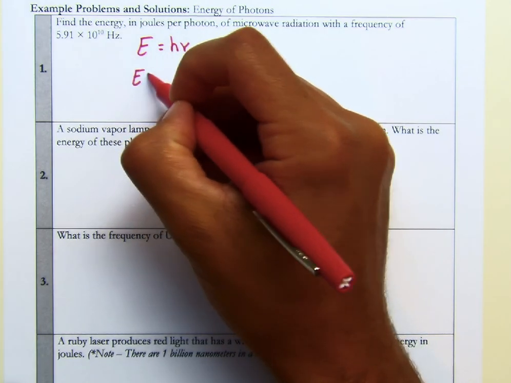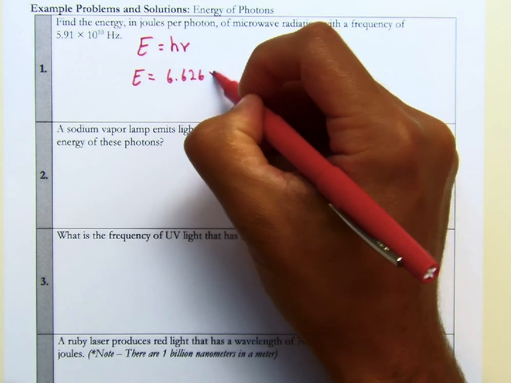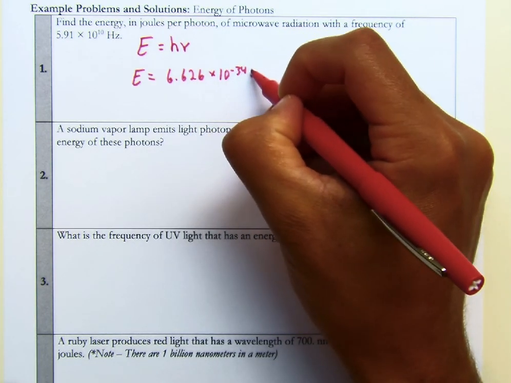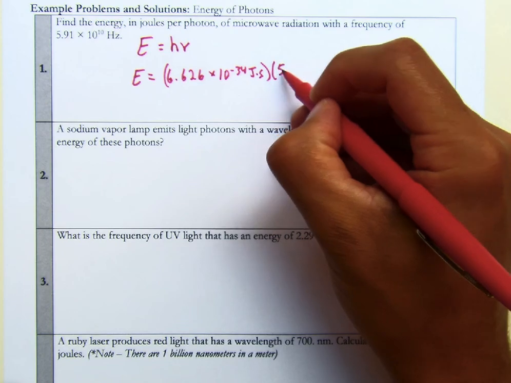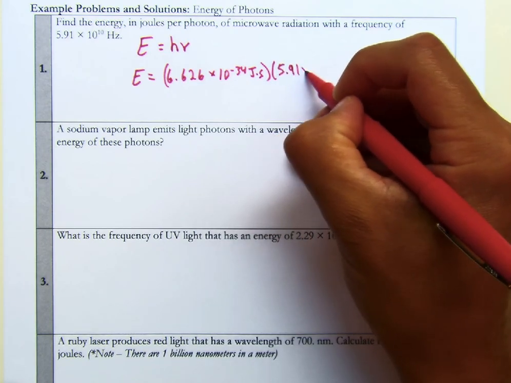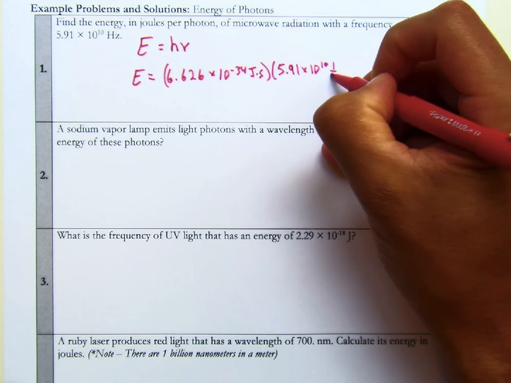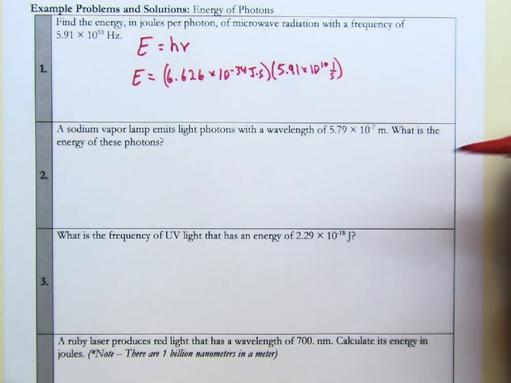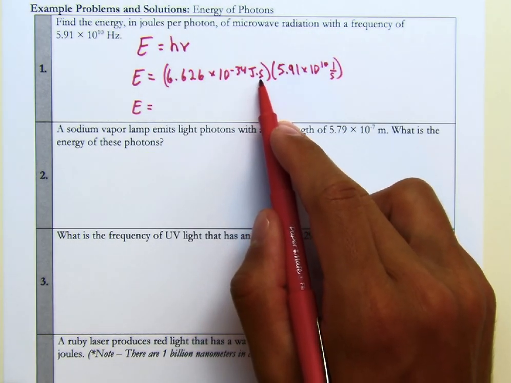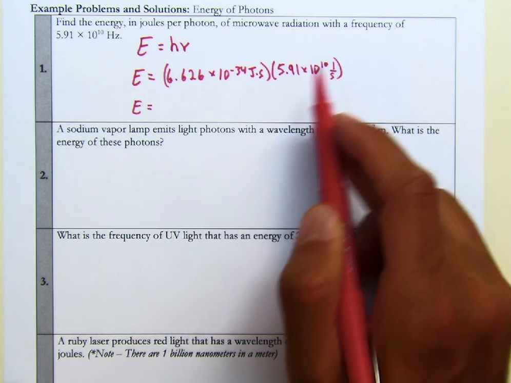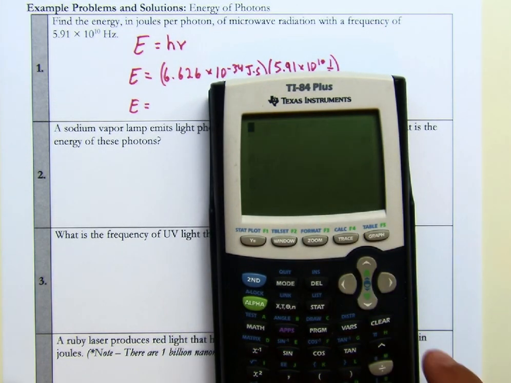So E equals h, Planck's constant, which is 6.626 times 10 to the negative 34 joule seconds. And then frequency, 5.91 times 10 to the 10th hertz, which is the same as 1 over seconds. Now we just multiply them. If we do, you'll see that seconds cancel, and we will get our answer in joules, which is typical for an energy problem. So let's plug some numbers in here.